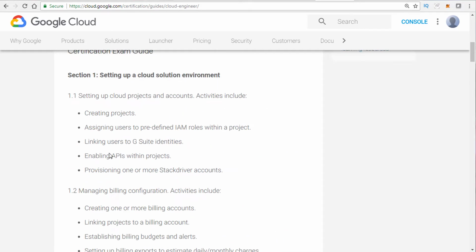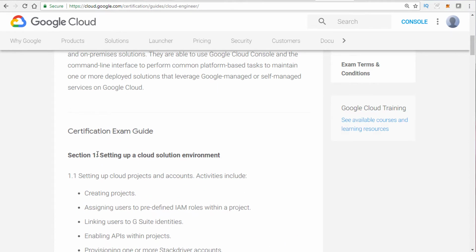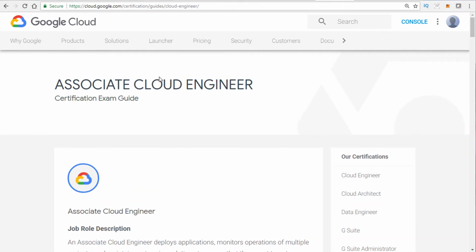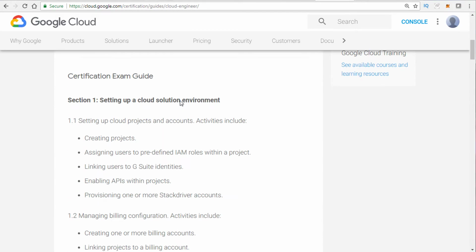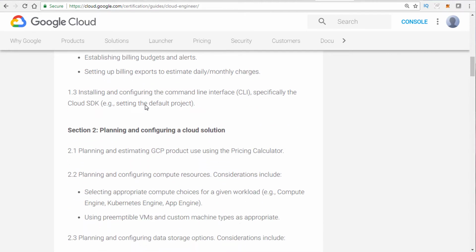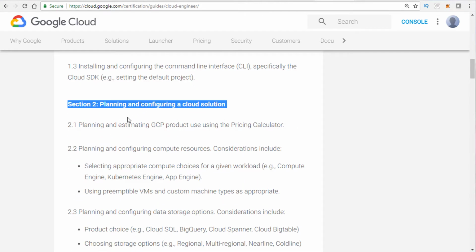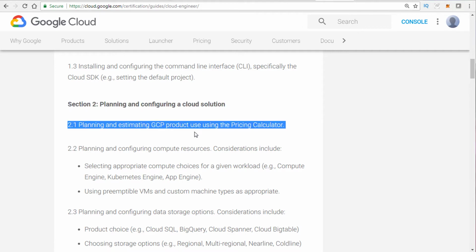For those folks that did not view the first video for Section 1, I am reviewing the Associate Cloud Engineer objectives, or outline as they call it. We're going to cover Section 2 in this video. Let's go ahead and talk about planning and estimating GCP product use in the pricing calculator.